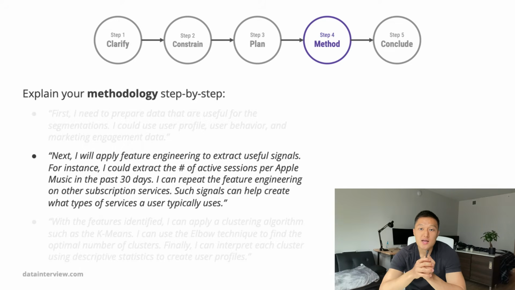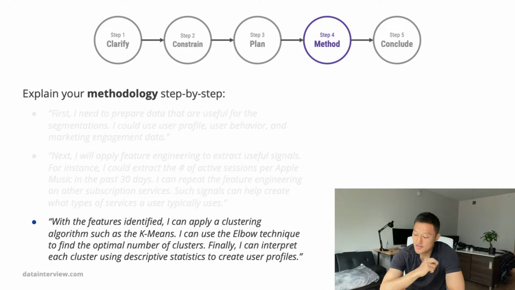And lastly, you want to complete this methodology by saying, here's the algorithm that I'm going to be using. And in this case, the example response is, with the features identified, I can apply clustering algorithms such as k-means. I can use the elbow technique to find the optimal number of clusters. Finally, I can interpret each cluster using descriptive statistics to create user profiles.